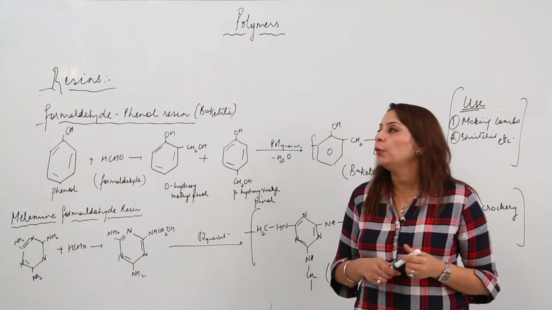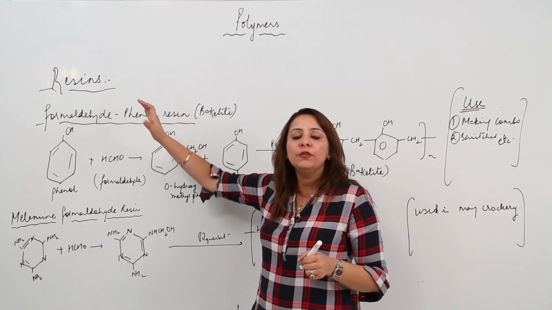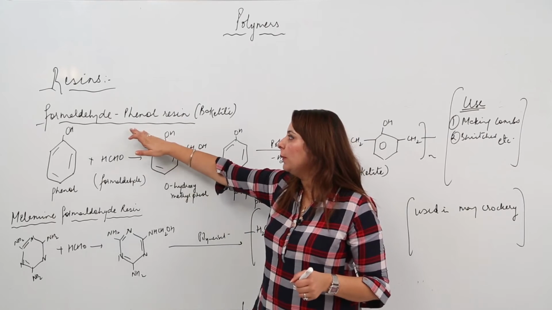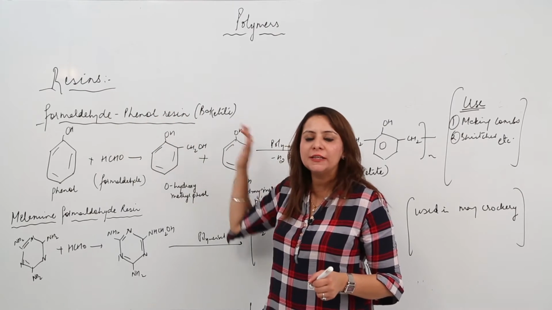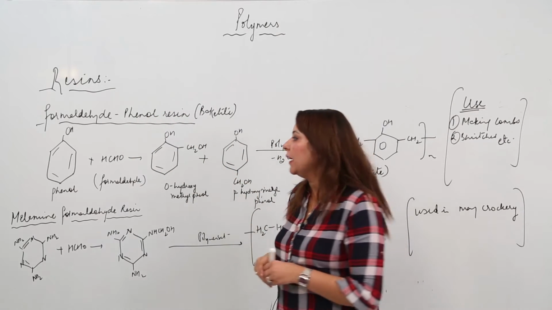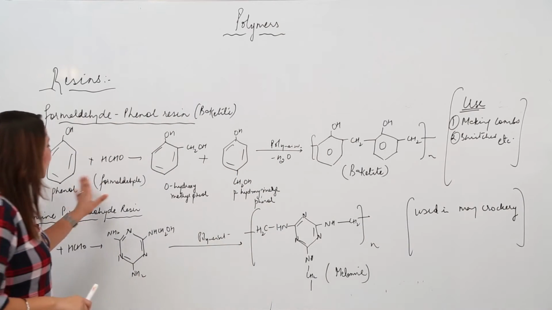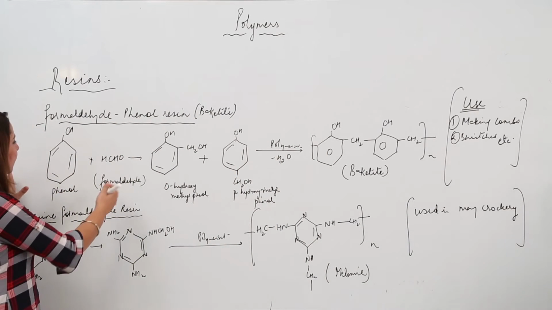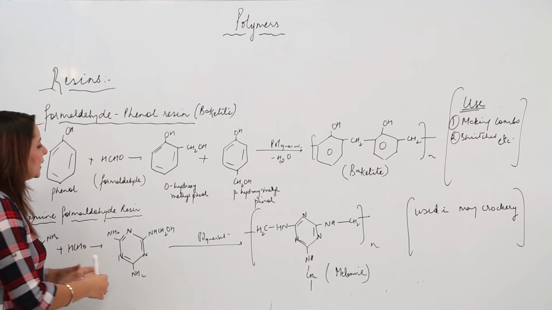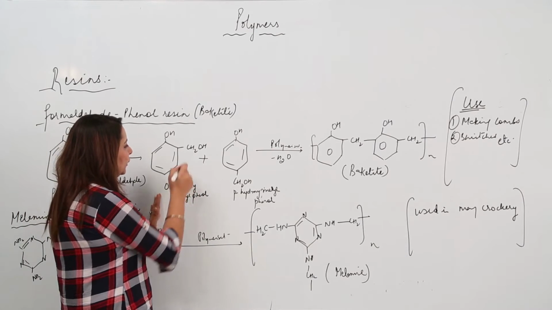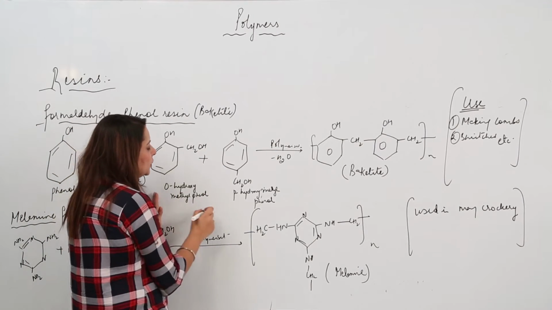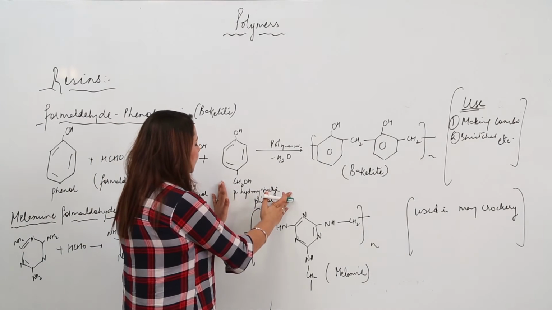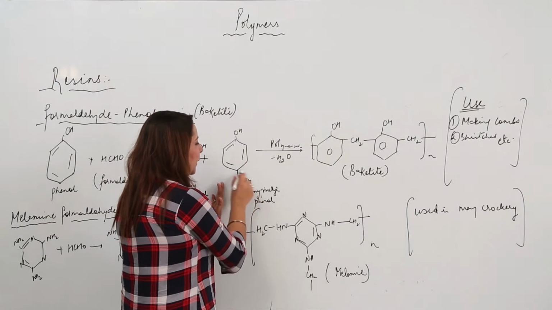Now the next class of polymers is the resins, in which we have popular resins like formaldehyde phenol resin, which is commonly called as Bakelite. The monomers for the Bakelite are phenol and formaldehyde. So when they both are heated together, we get ortho-hydroxymethylphenol because it is present at the ortho position, and we get para-hydroxymethylphenol, which is because it is at the para position.